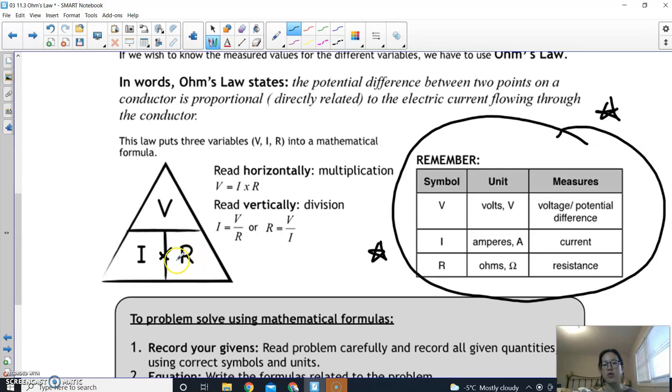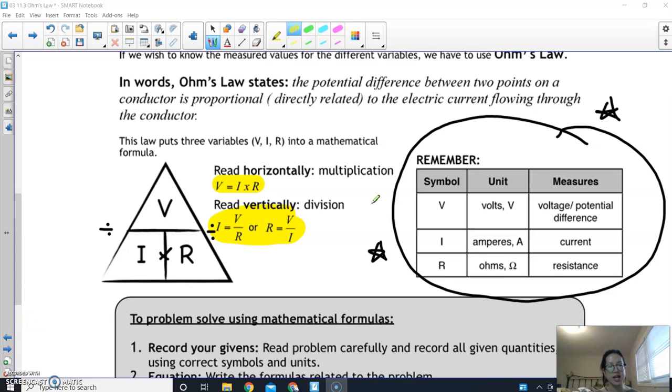If, for example, we don't know what the resistance is, we can find it by reading the magic triangle, and the formula would be V divided by I. When one is on top of the other, this is division. And on the other side, if we don't know what the current, I, is, then we cover up the I, and it's equal to V over R, or V divided by R. These are the three important formulas that you will use to calculate problems using Ohm's law.